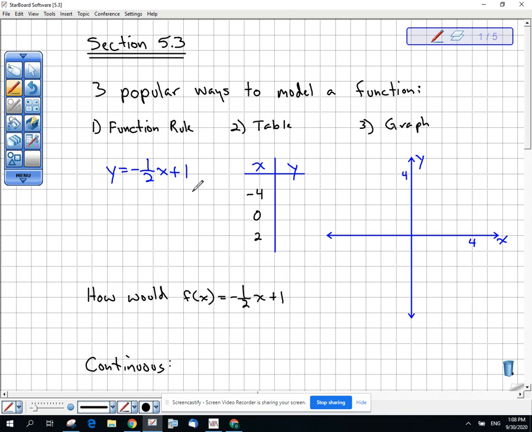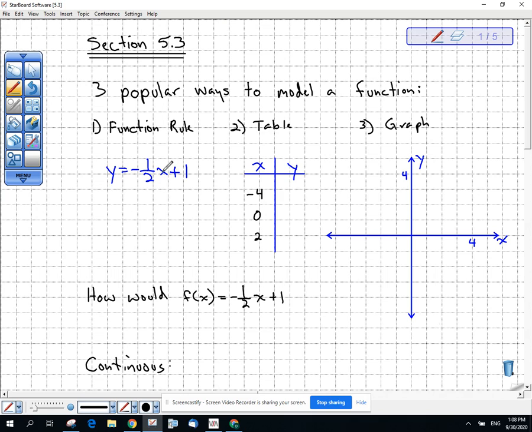And the second popular way would be a table. And when we do a table, as you've already seen and as you're going to practice a lot in this section, you pick the x values and then we get the corresponding y values. So as I plug -4 in for x, I'm just going to do the same thing for all 3. So these are all different representations of the same function.